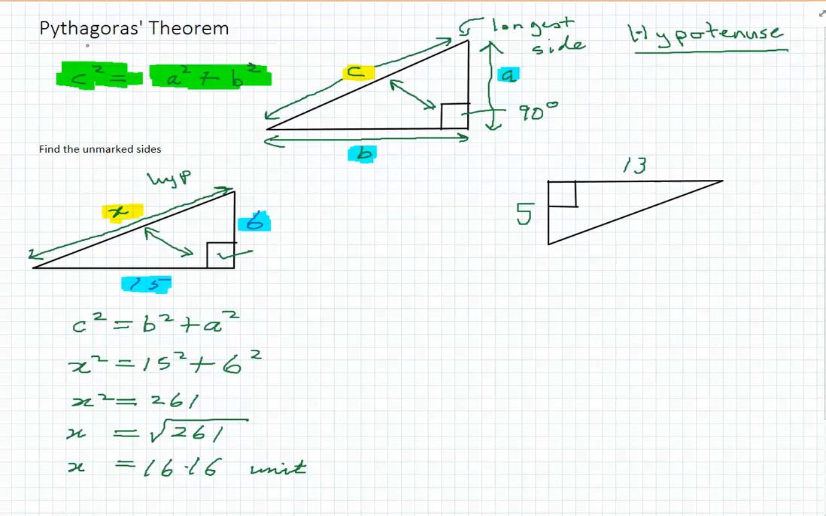In the next video I'll show you how to do a triangle where you're given the hypotenuse length.